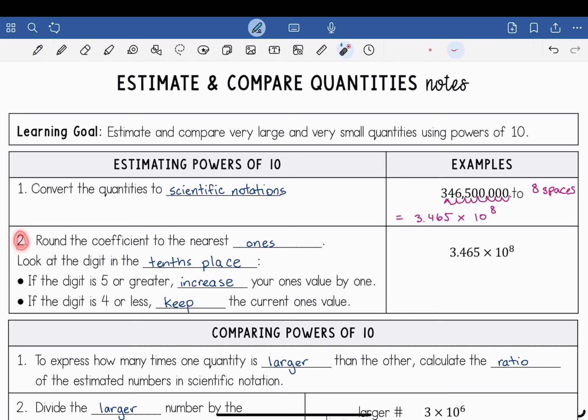Step 2. Round the coefficient to the nearest ones. The ones is the place value where the 3 is. Look at the digit in the tenths place, which is the 4. If the digit is 5 or greater, increase your ones value by 1. If the digit is 4 or less, then keep the current ones value. Because this is 4 or less, we're going to keep the 3. So to rewrite it, we're going to write 3 times 10 to the power of 8. So it's approximately that.